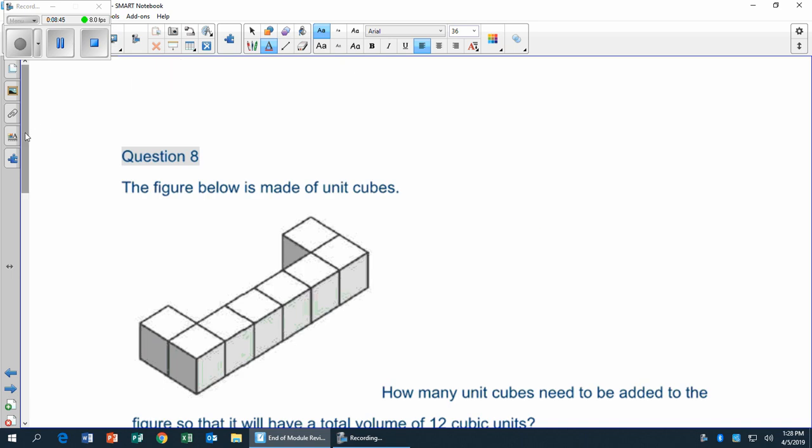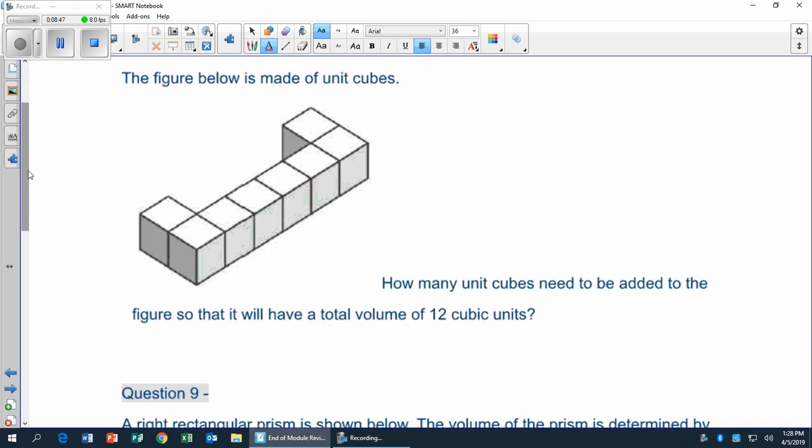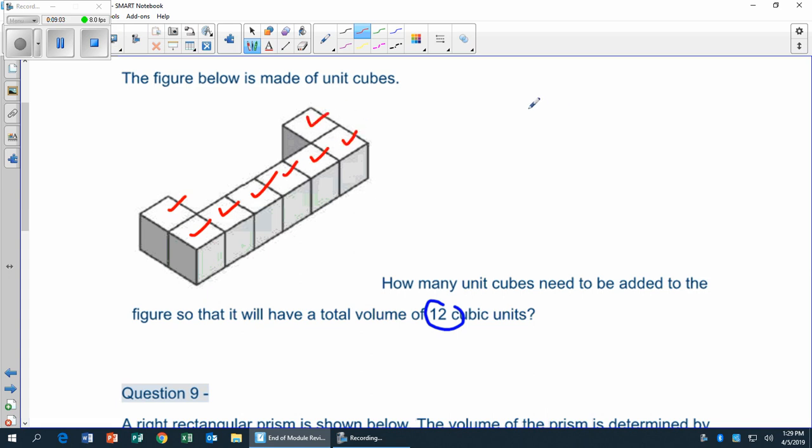Next, the figure below is made of unit cubes. Unit, once again, tells us that there's 1. So how many unit cubes need to be added so that the volume will be 12? Well, we want 12, and so we're going to count up what's there. We have 1, 2, 3, 4, 5, 6, 7, 8. So we take 12, we take out the 8, and we would need 4 more cubes.